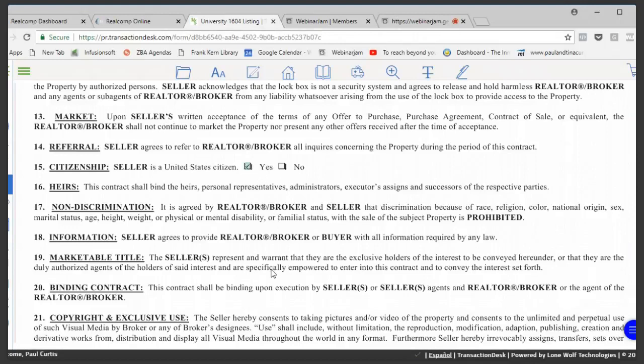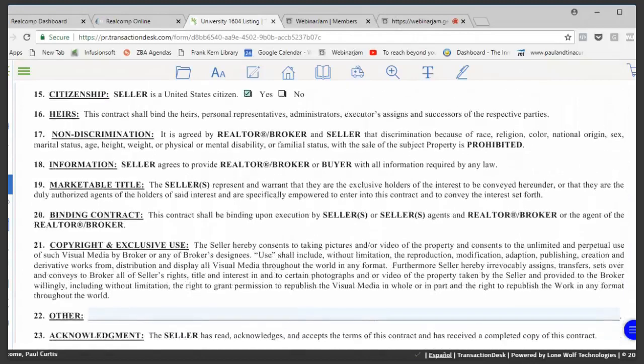Citizenship. Yes, they are. Heirs, that its contract is binding. No discrimination. And this is saying that the seller is agreeing to provide you with all information required by law. If they know that there's a problem with this house, they're required to tell you about it. That they have marketable title so they can sell it, that it's a binding contract.